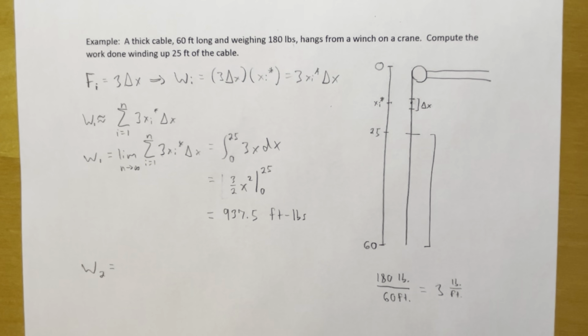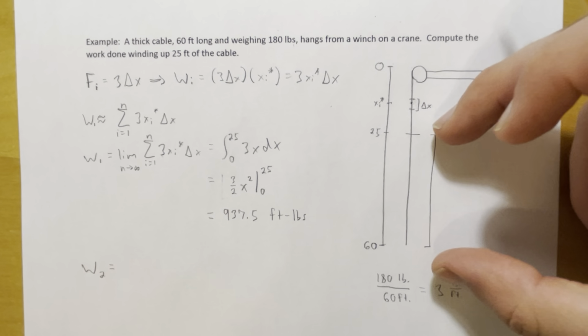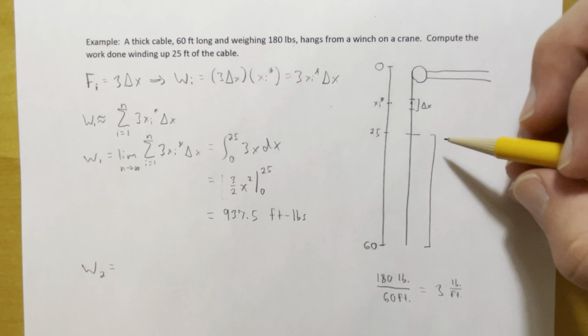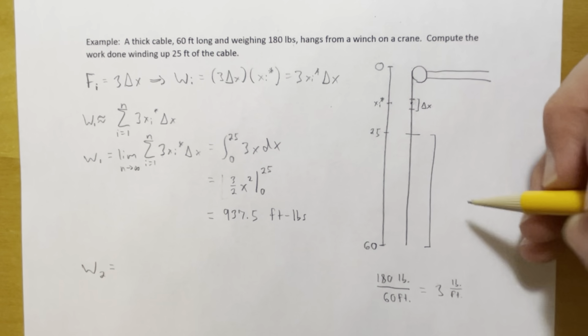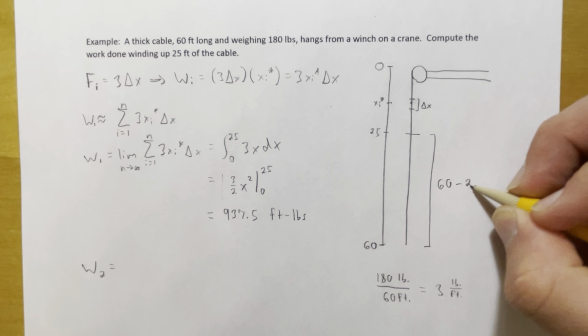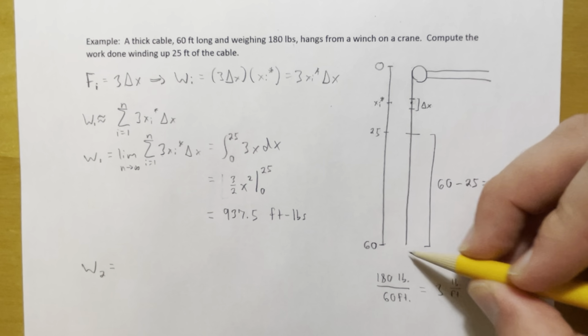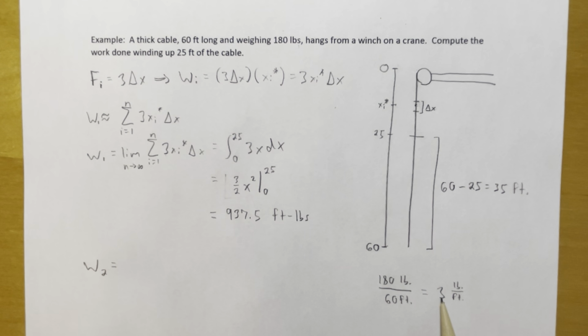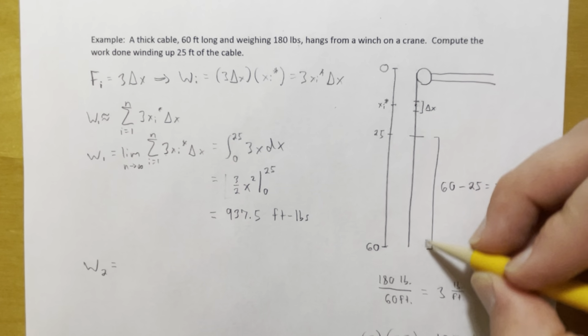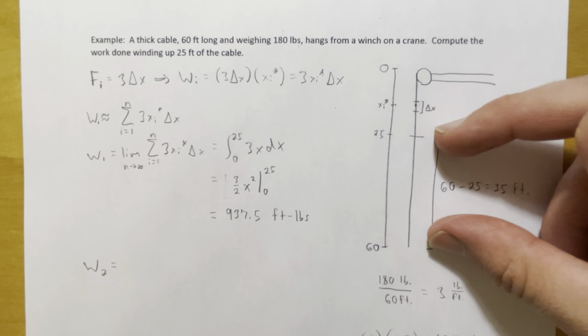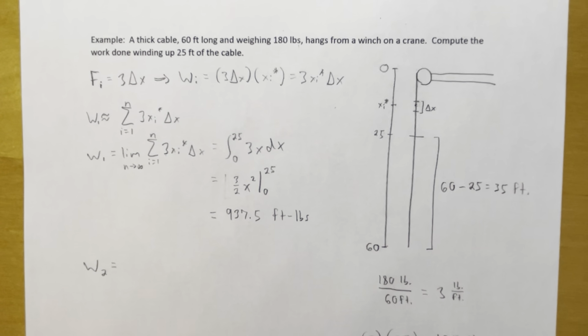And remember, weight is force in imperial units. So what is the weight of this piece of cable? Well, first of all, it's going from the 25-foot mark to the 60-foot mark. 60 minus 25 is 35 feet. That means that we have 35 feet of cable here, and the cable weighs 3 pounds per foot. So 3 pounds per foot times 35 feet is equal to 105 pounds worth of cable. And that 105 pounds is not changing because it never gets wound up.